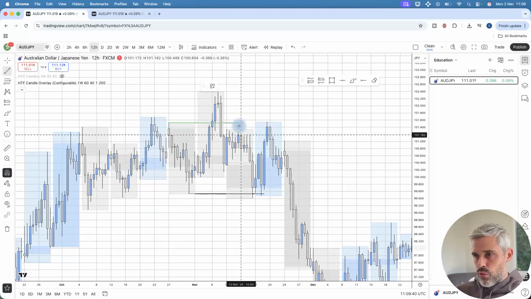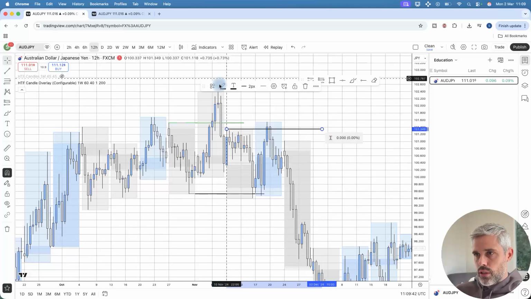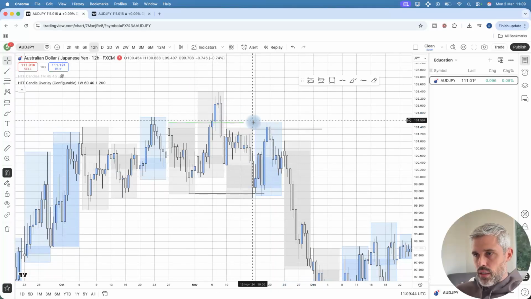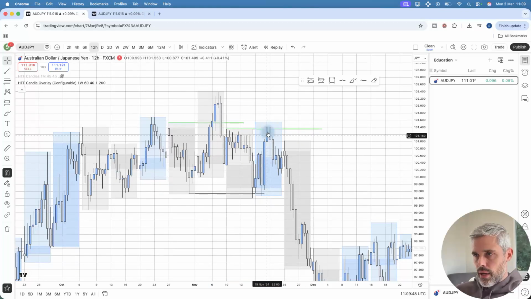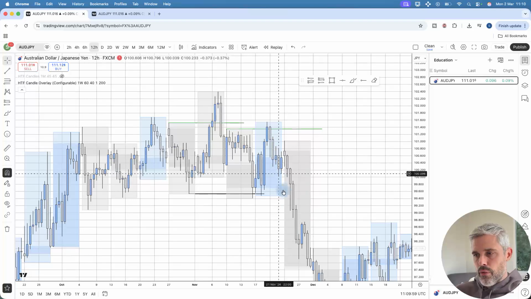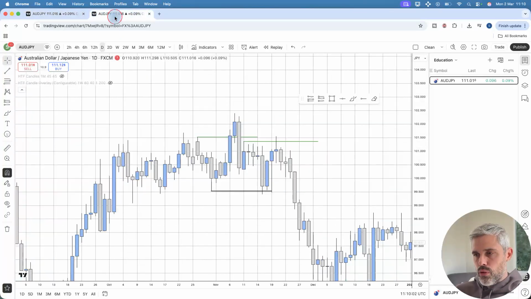So we get a raid of the previous weekly structure. This becomes our weekly manipulation. So price manipulates above the high and closes inside. So now we're looking for shorts. What happens? This order block, the last buy to sell, gets manipulated before we dump. So we can just move to the daily chart here to see what's going on.